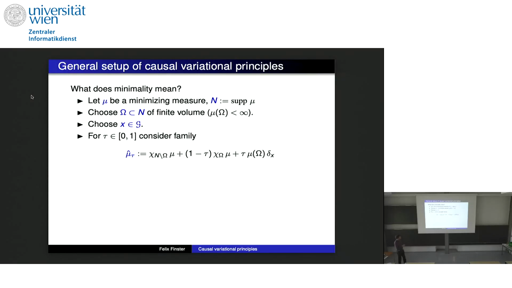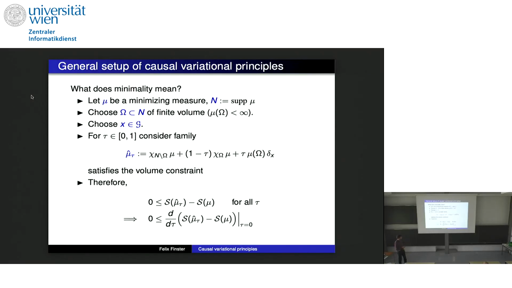So this means that outside the set omega, the measure mu is unchanged. Inside the set omega, we multiply it by the scaling factor 1 minus tau. And then here we have the Dirac measure at the point x, and this factor makes sure that the total volume is preserved. So therefore, this is a measure which satisfies the volume constraint, and therefore we can use it for testing. So we know that this difference of the actions is always non-negative for all positive taus. Of course, tau cannot be negative, otherwise it's no longer a positive measure.